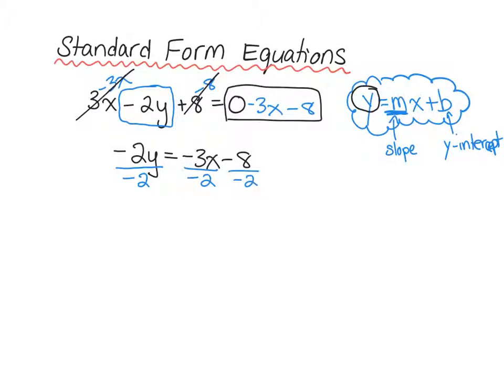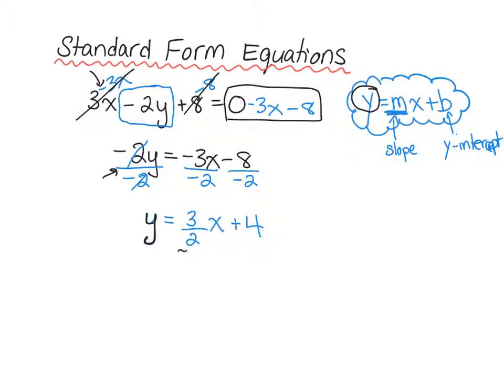So negative 2 divided by negative 2 over here is just 1, which we usually just write as y. Negative 3 divided by negative 2, well, I know a negative divided by a negative is a positive, and 3 divided by 2 is like 1.5. So I'll just leave it as a fraction. And then I have negative 8 divided by negative 2, which is positive 4. So there you go. Just by moving things around, using opposite operations, like subtracting things or dividing things, I was able to isolate y on the left side. So I got y all alone.